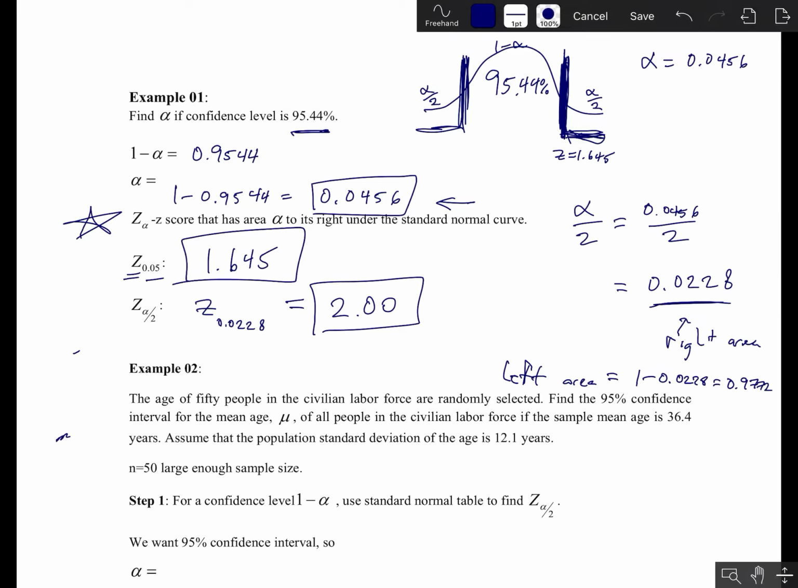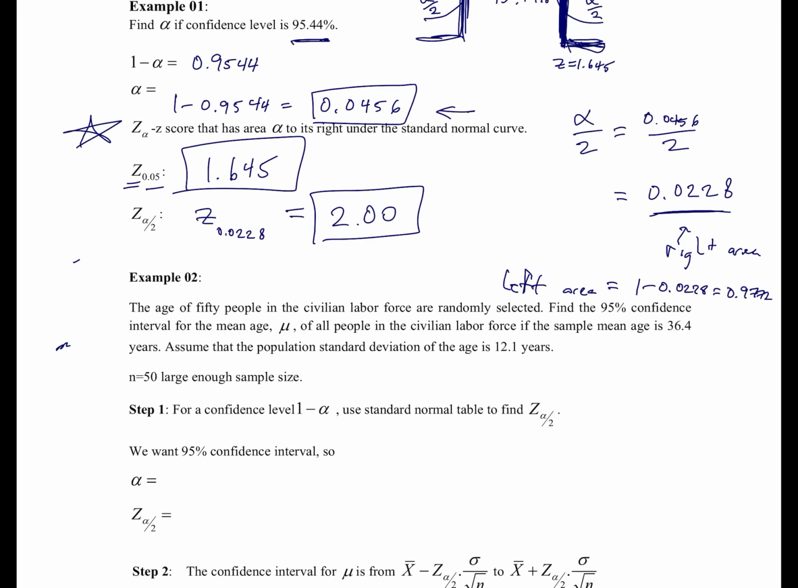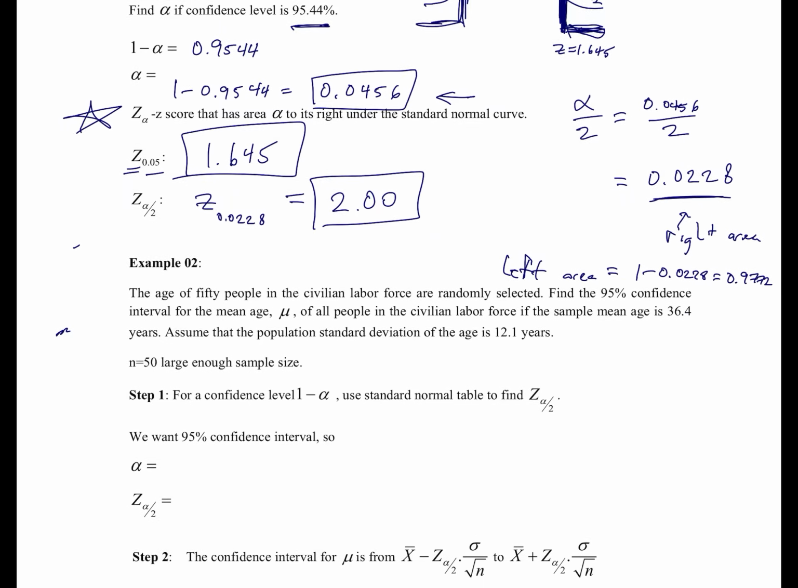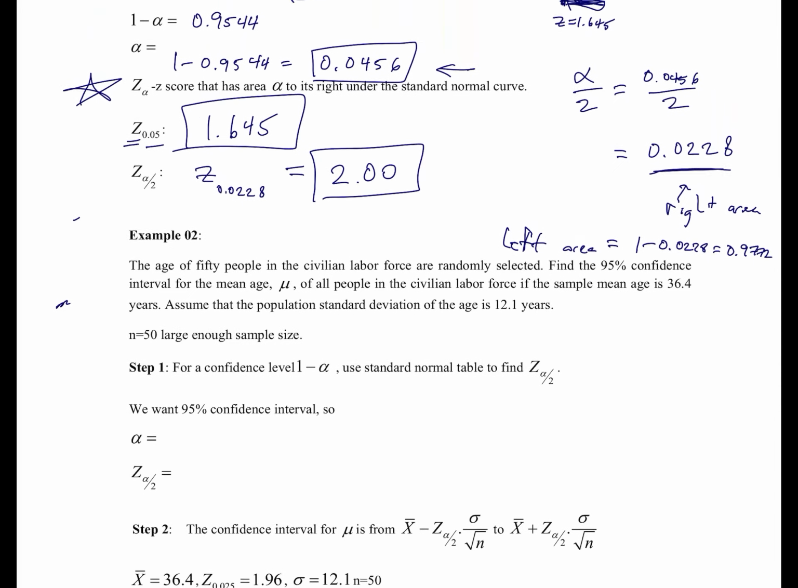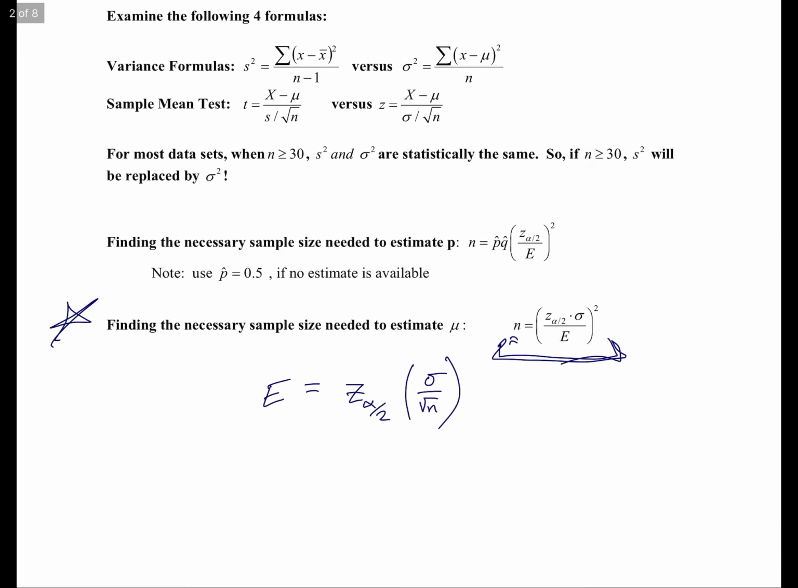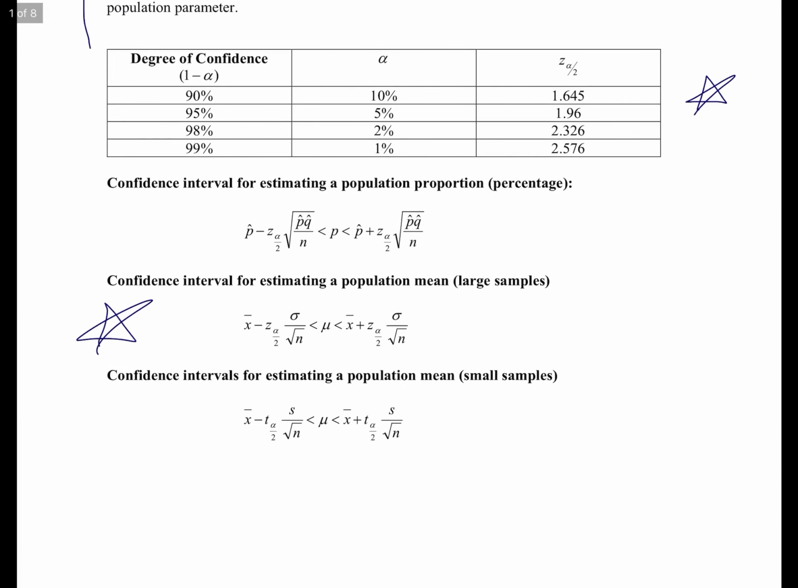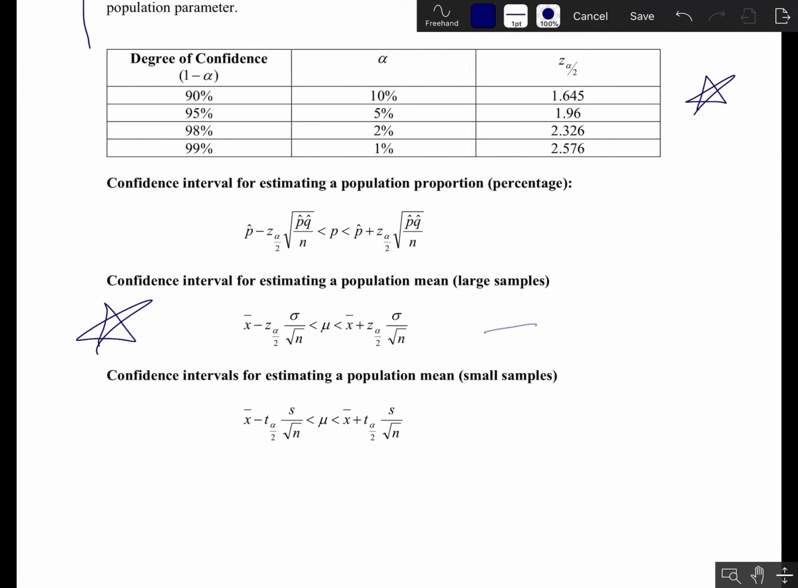So these are the relevant z-scores. And now let's see how we can actually apply this in an example. So we're going to put this together with the formulas that we talked about a second ago. This formula in particular says that if you want the confidence interval for estimating a particular population mean, you can compute it using this information.